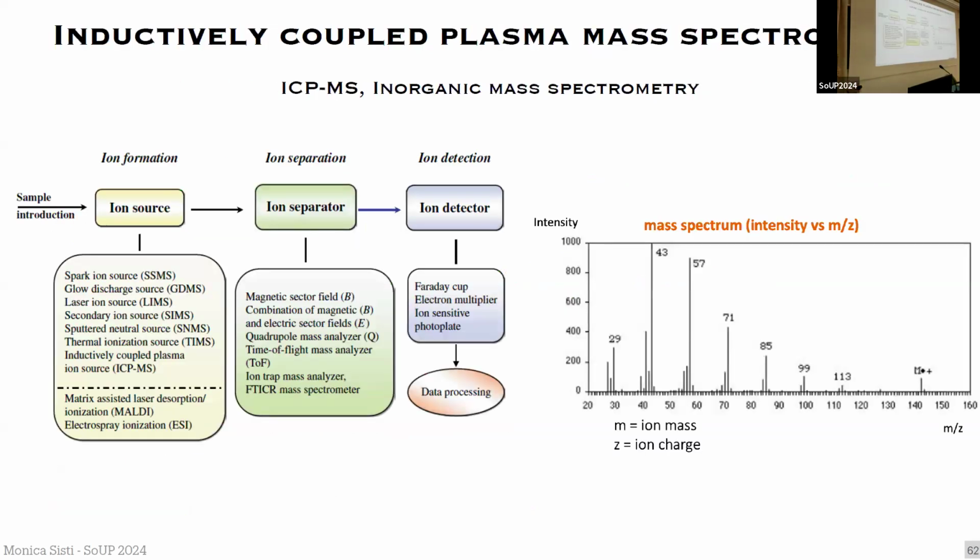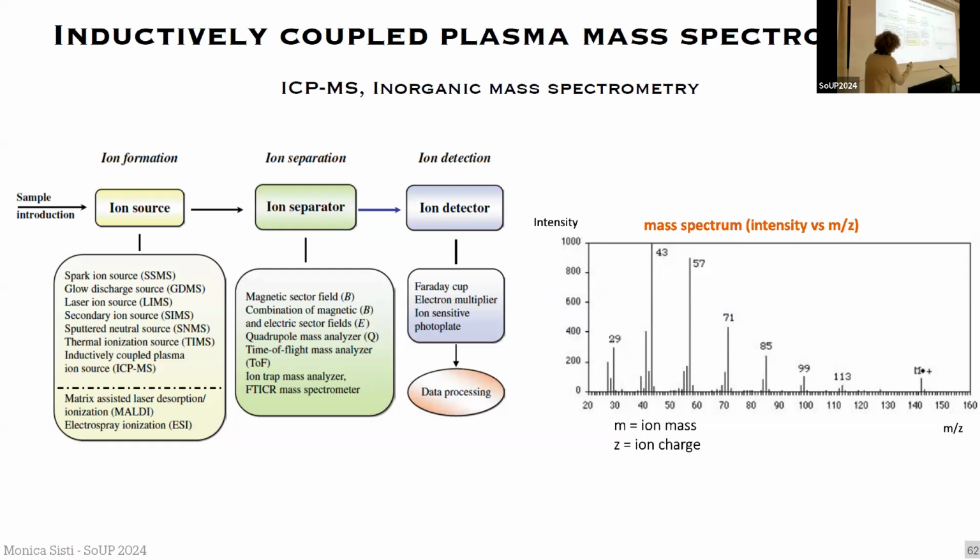ICP-MS is another technique which gives impressive results. There are many types of ion sources and different types of ion separators. So the idea is that you introduce a sample in your material. This gets ionized by the ion source. And then you have a way to separate the ions and measure the mass over charge ratio with a detector that is put at the end.